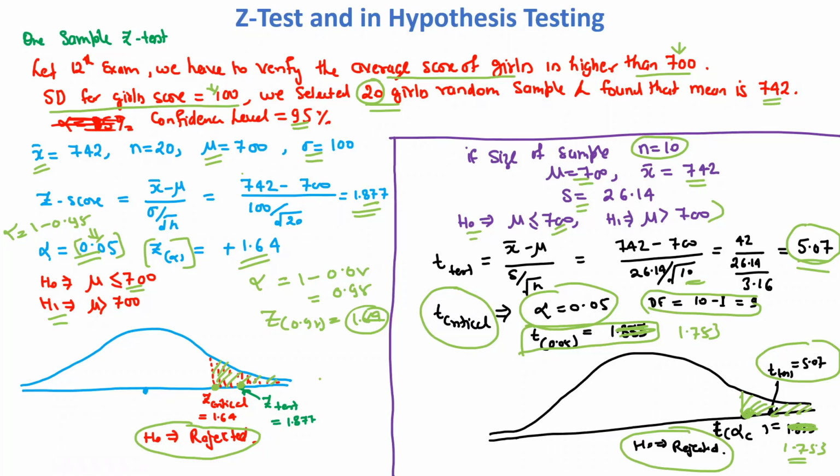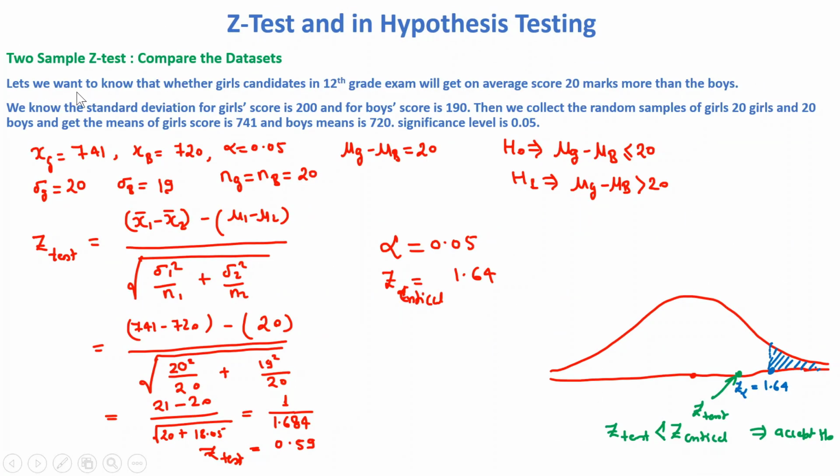Let's understand the second case, two sample Z test and two sample t test. Let's say we want to know whether the girl candidates in the 12th grade exam will get an average score 20 marks more than the boys. We know the standard deviation for girls score is 200 and for boys score is 190. Then we collect random samples of 20 girls and 20 boys and get the mean of girls score as 741 and boys mean as 720, and the significance level is given as 0.05.